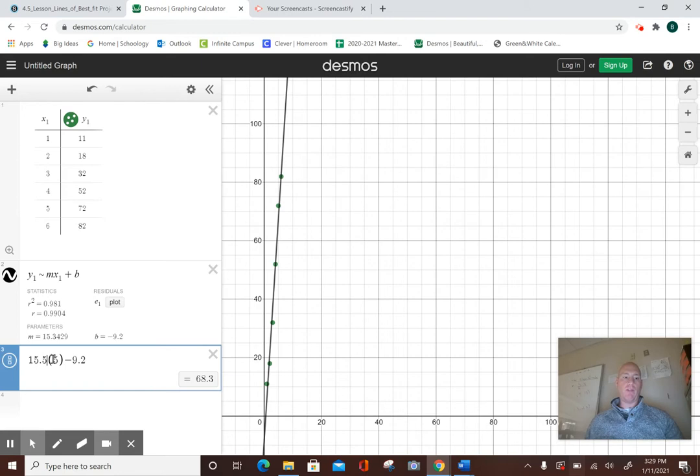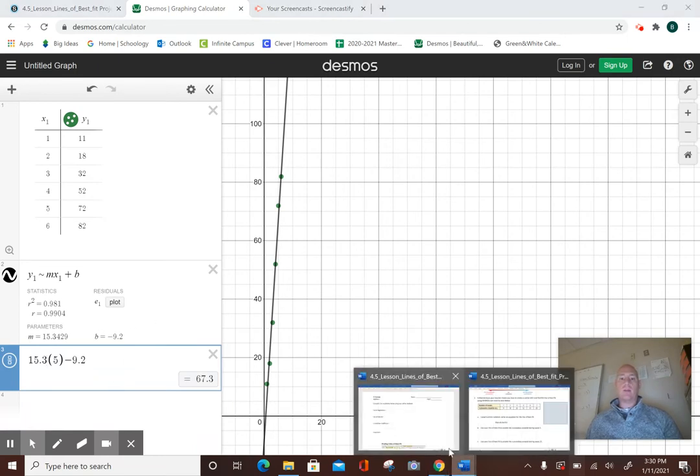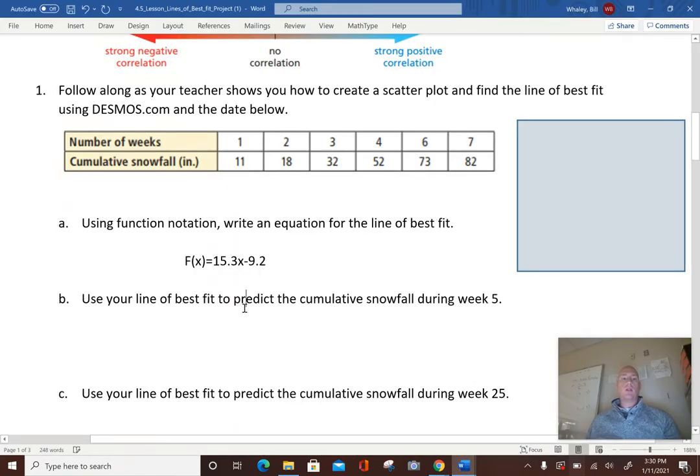Okay. Oh, excuse me. That should have been 15.3. And that gets us right to where we wanted to be. Okay. So remember, for this part, you're just plugging in for X. They asked us what the snowfall was compared to the number of weeks. So that's where you just have to plug in your X. Okay. Now let's go back to our notes. So we would expect to have 67.3 inches of snow accumulated or cumulative.